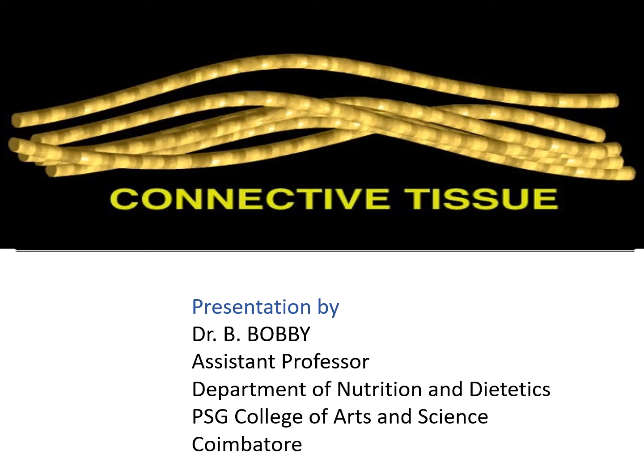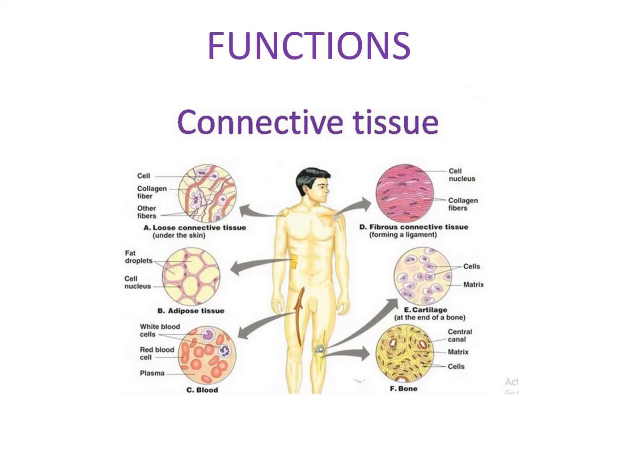Connective tissue is the tissue that connects, separates, and supports all other types of tissues in the body. Connective tissue has various functions in the body. It protects the organs, like the skull protects the brain. It gives structural support, where bone is a connective tissue. It provides the framework of the body.